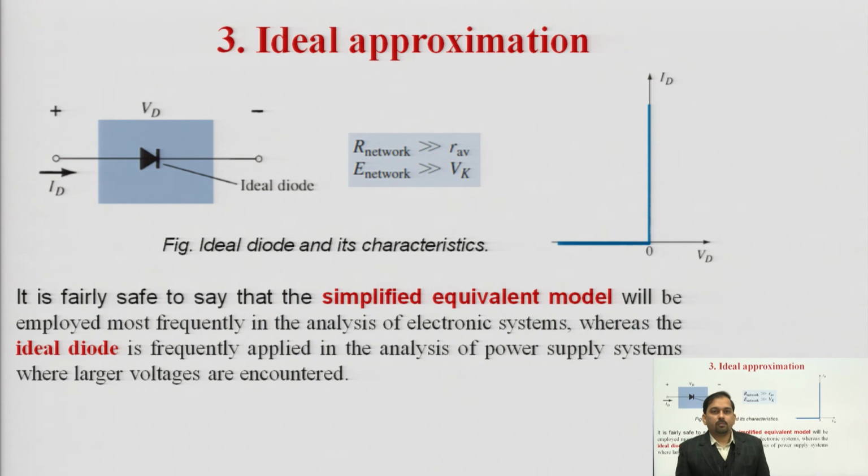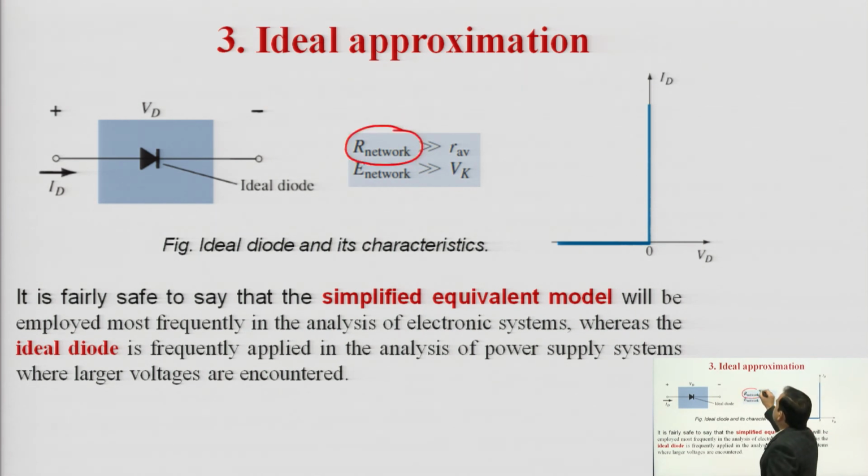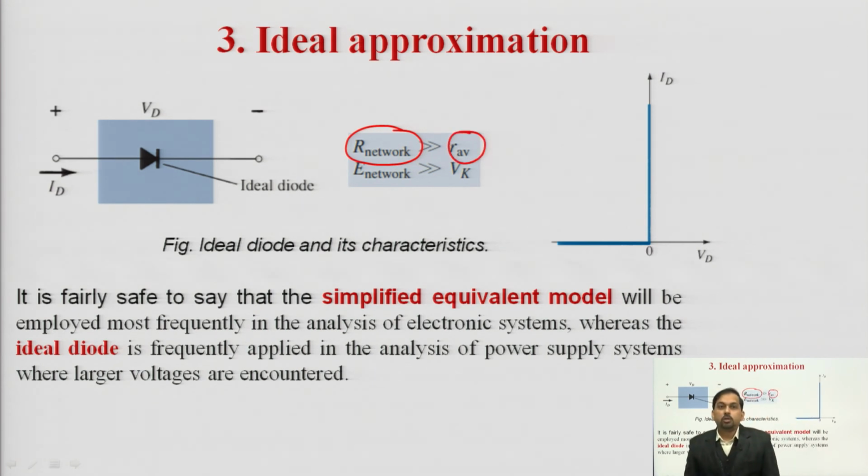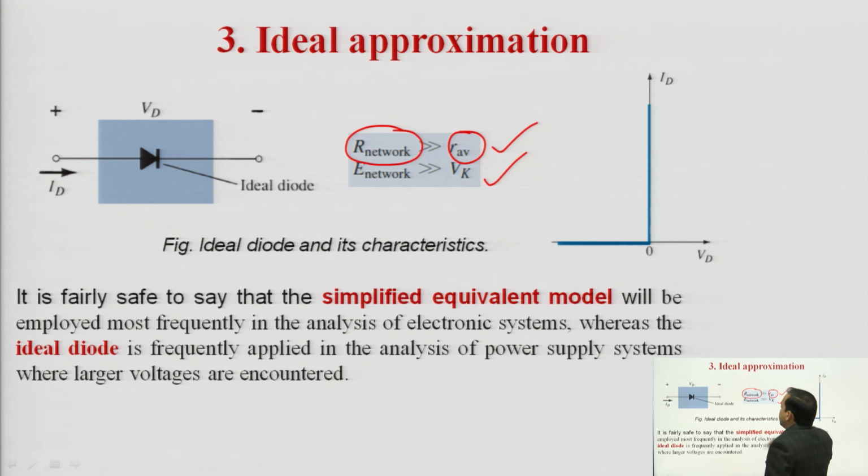cut-in voltage, along with the previous assumption that the network resistance is very high in comparison with the average resistance of the diode. So in this ideal approximation, we are using two approximations: first, the network resistances are very high, and the network voltages that we are applying are also very large. So the characteristics will be shifted towards the left and this will become an ideal characteristic, something like this.